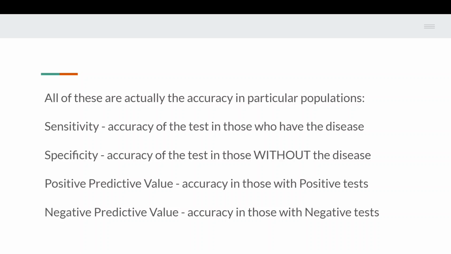Okay, so how does this make it easier to remember all this stuff? Well, if you remember that you are supposed to be sensitive to those who are ill, human kindness. So if you're going to be sensitive to those with the disease, then all the rest of them fall into place. Specificity becomes the accuracy in those without the disease, and positive and negative predictive values are for those who have positive tests and negative tests, respectively.